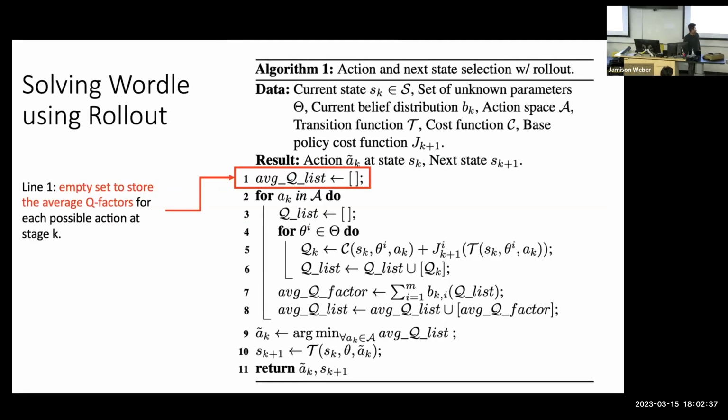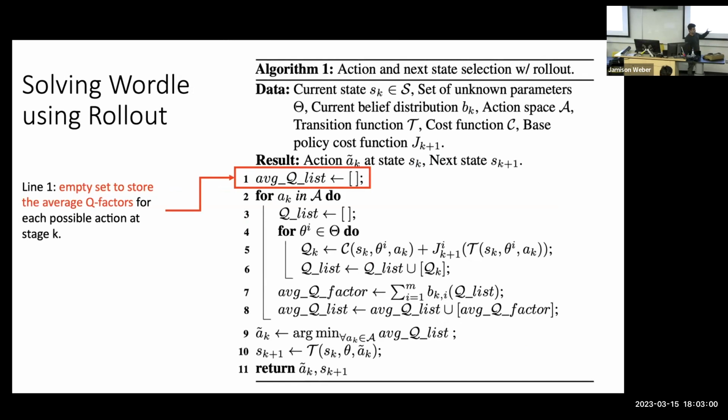I'll go over the algorithm, which is presented in a very generalizable way for a deterministic POMDP. What we have right now is the current state and the set of unknown parameters, theta. Theta for us is the mystery word, because we don't know at any stage what theta could be.